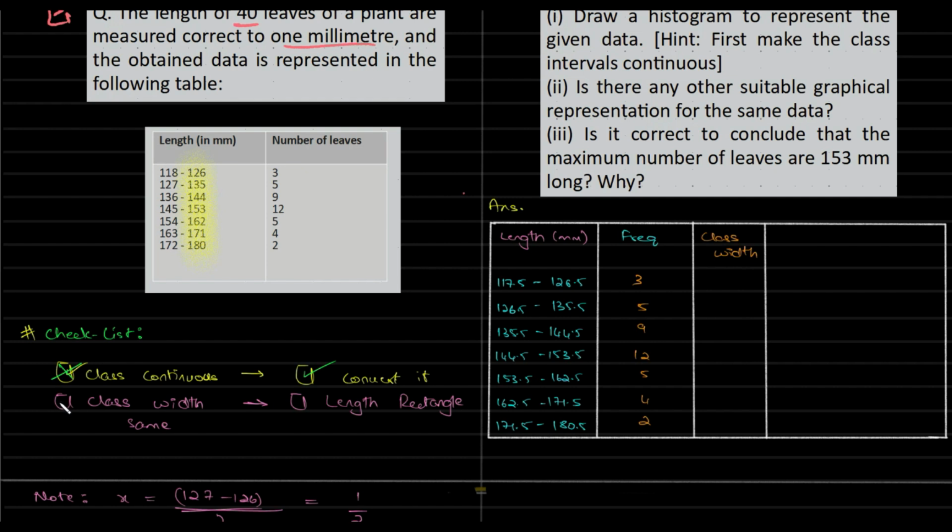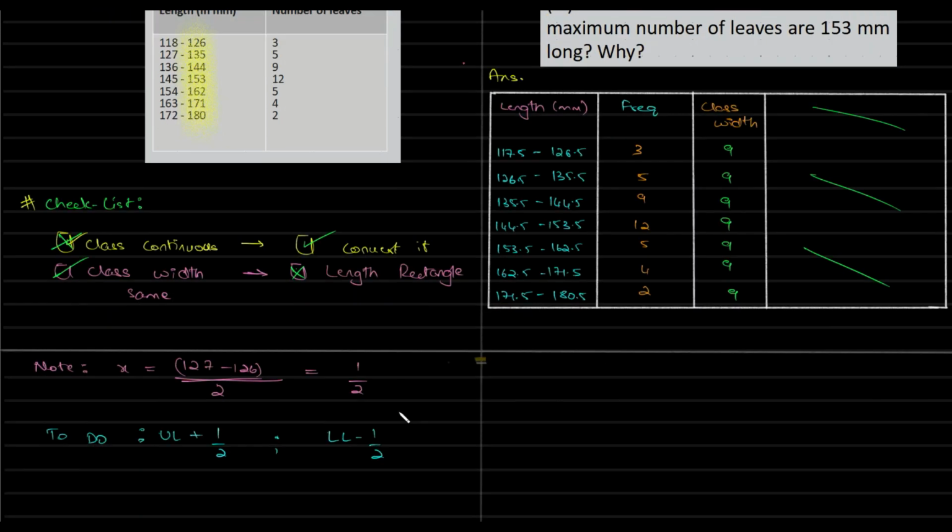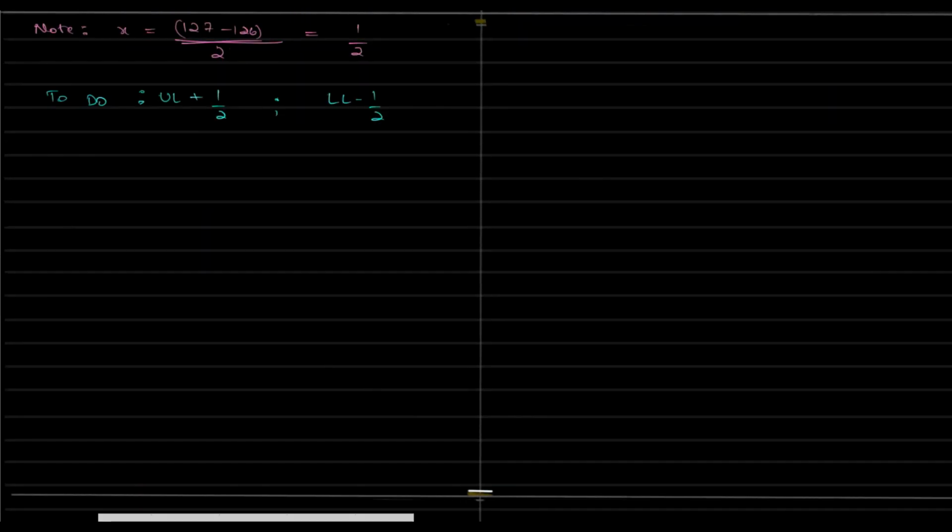Next is, class width is the same. We have to check this actually. So here the difference is 9, 9 again, 9 again, 9, 9, 9 and 9. Okay, class width is the same, so we need not convert this. So this is not required, right? So I have the right things. Now all I have to do is plot it. That's it.